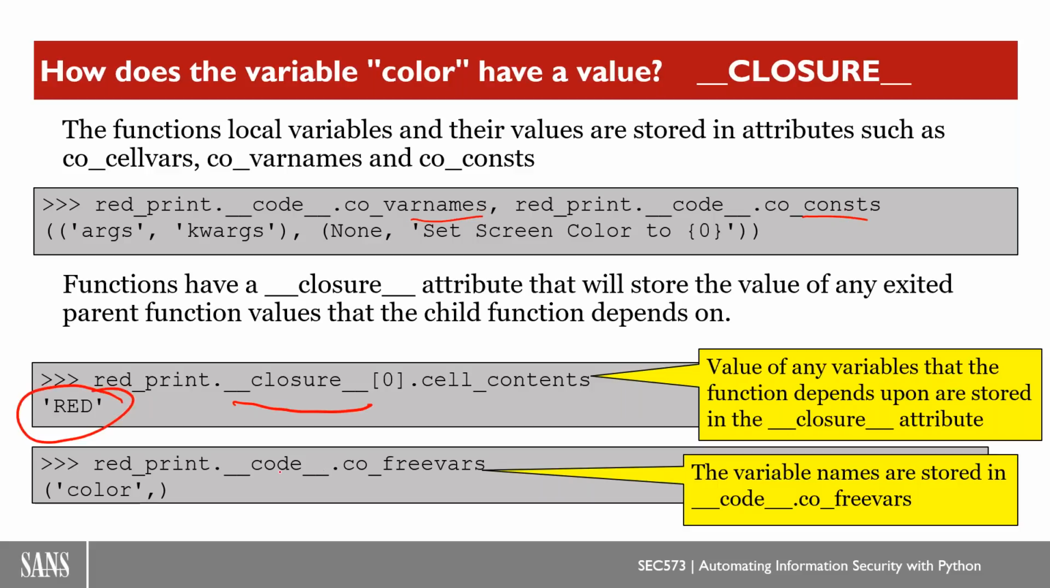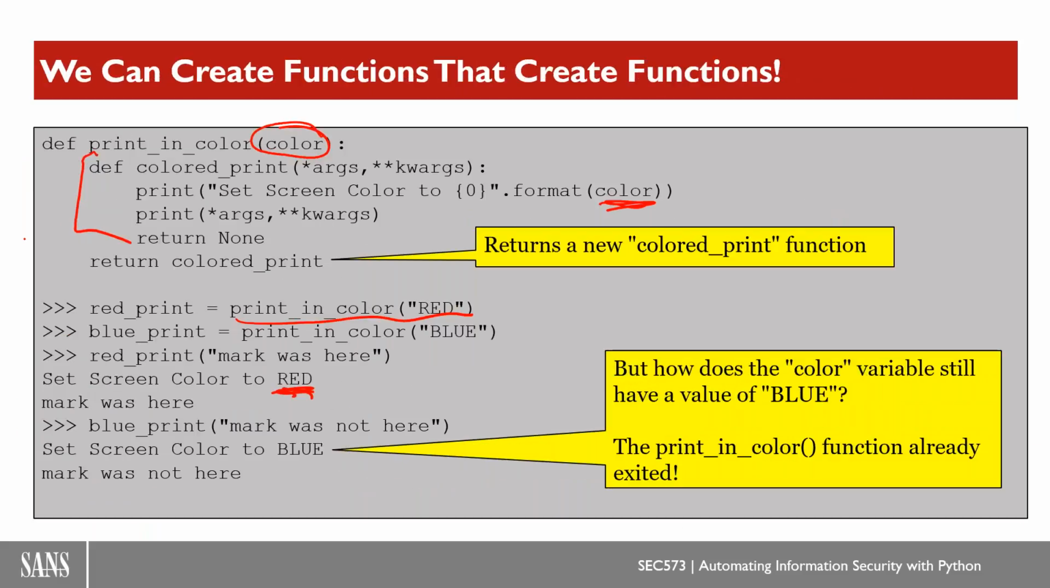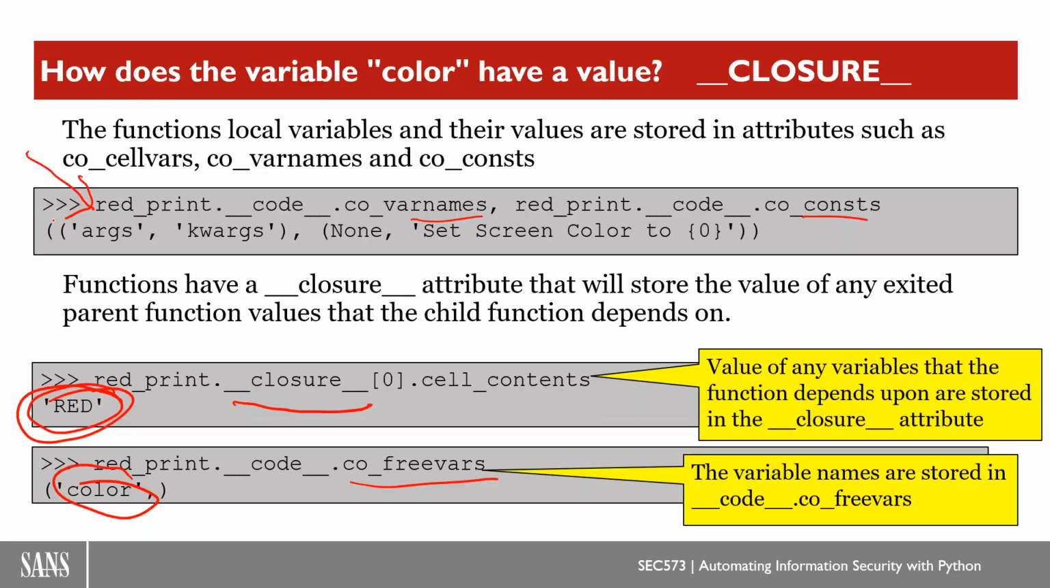If I want to see the variable names, I can look inside of what's called the free vars. Free vars are the variables that the function depends on that were in parent functions that have exited out. So here I have a variable called color that is set to red that is actually stored inside of the red print function, which means I can execute it even though its parent function here, print in color, is no longer in memory. So the function remembers the parent function variables when it exits.